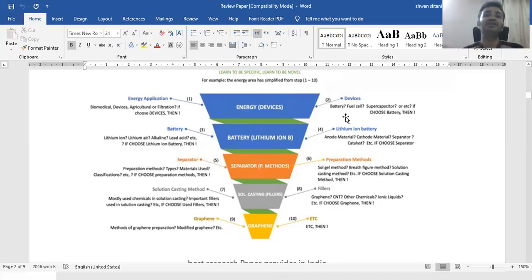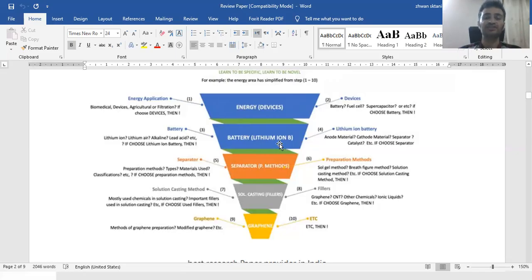Devices: there are many devices. What kind of device did he choose? Battery, fuel cell, capacitor. For example, he chose battery. So the first stage was already included. In the second stage, as we see, numbers 3 and 4, the research became narrower.